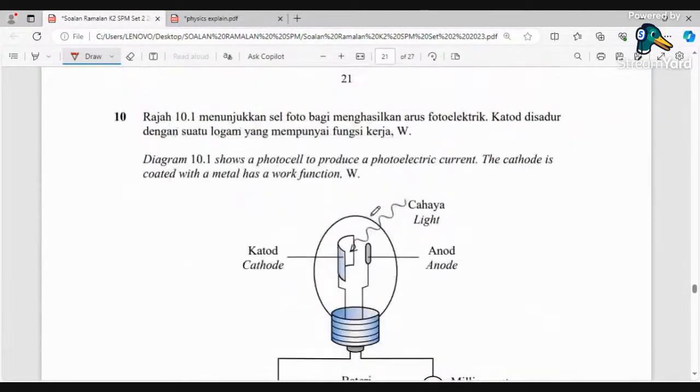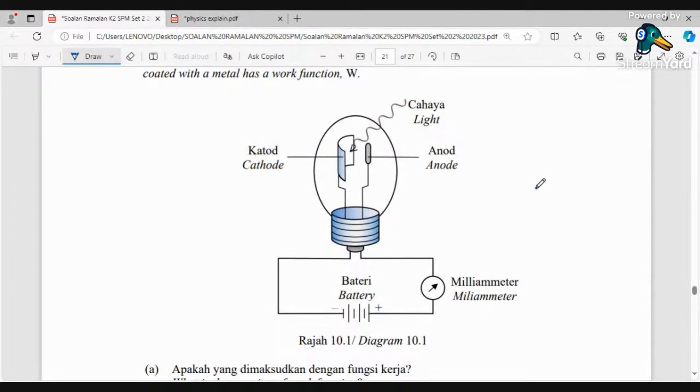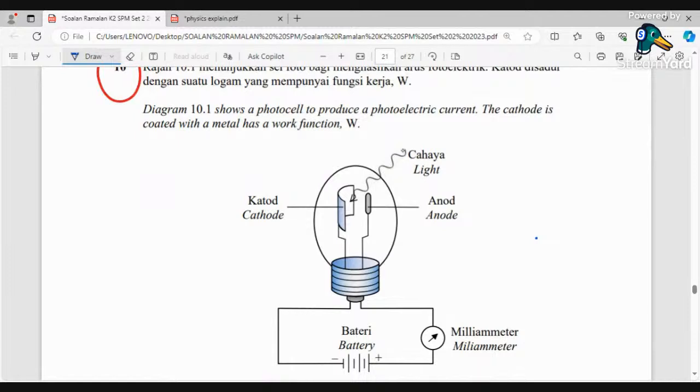Okay, we'll look at question number 10. Number 10 ialah berkaitan dengan quantum, quantum physics. Cell photo. Okay, light. Okay, shine on the cathode. Cathode is metal. Electron will be emitted and attracted to anode. The circuit complete. Millimeter will show deflection. Okay.